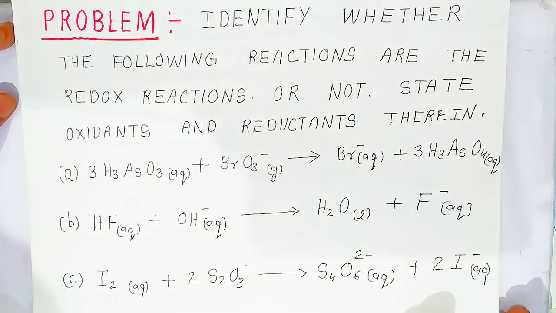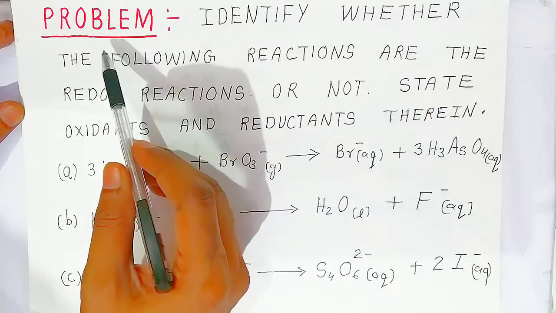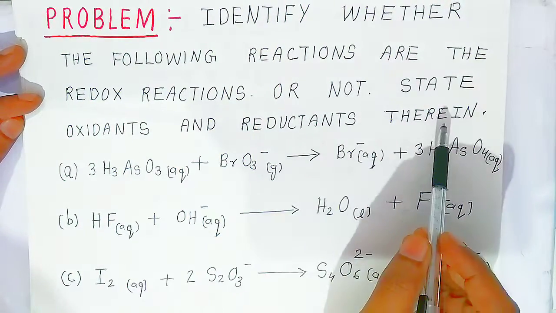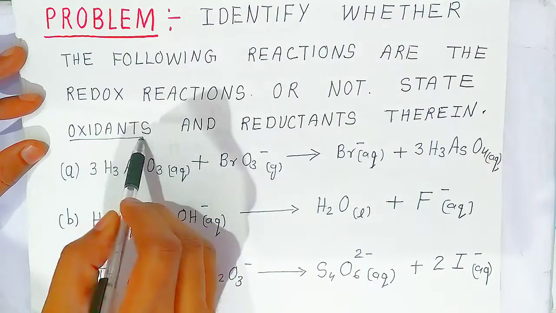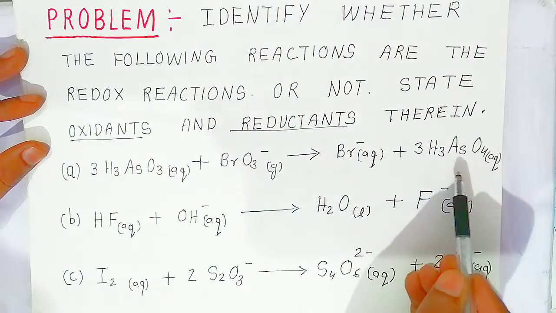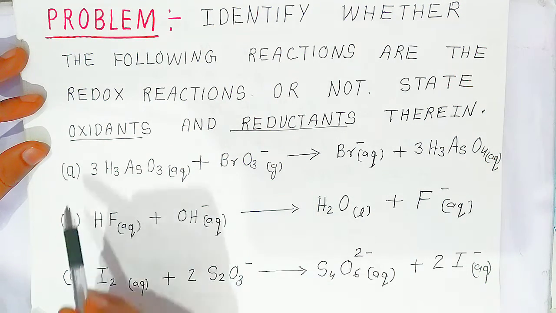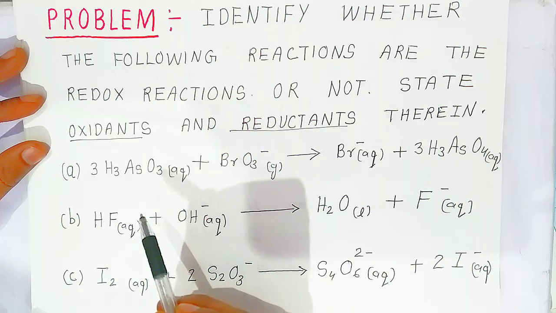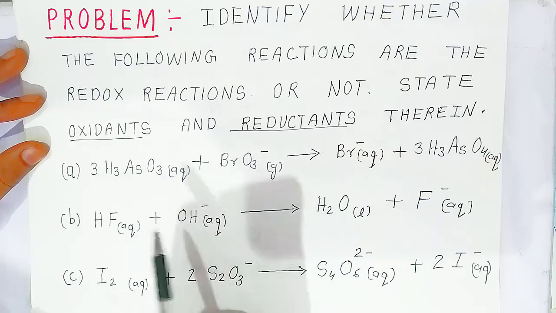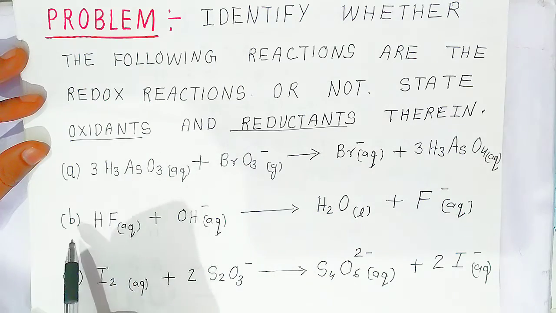Students, today we are going to see the problems based on redox reactions. The first problem I have written: identify whether the following reactions are redox reactions or not, and state the oxidant and the reductant therein. I have written three reactions. First you have to identify whether the reaction is a redox reaction or not, and if it is, you have to write down the oxidant and reductant. So here, students, first reaction, second reaction, third reaction.